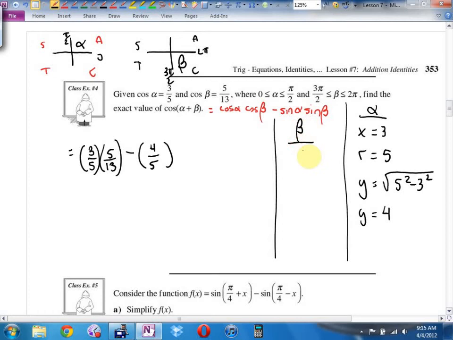Which trig function did they give me for beta, Leah? Cosine? I think they told me that x is 5, r is 13, and I'll bet you I can find y. I'll bet you y is going to be 13 squared minus 5 squared. And I think this will work out evenly, if I'm doing the math right in my head. What's y?